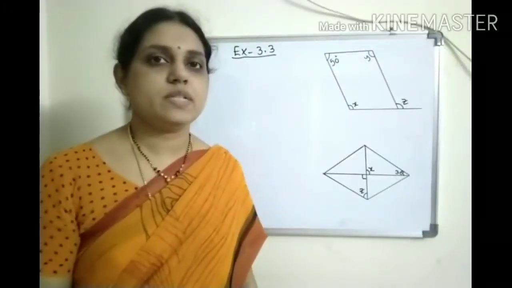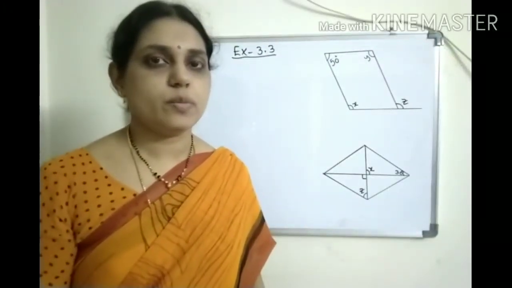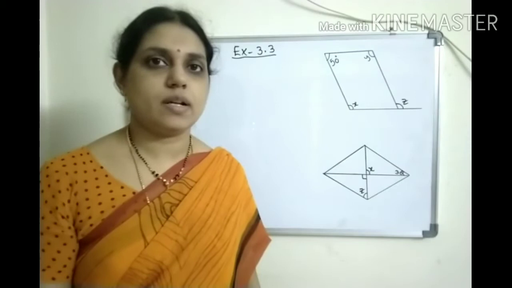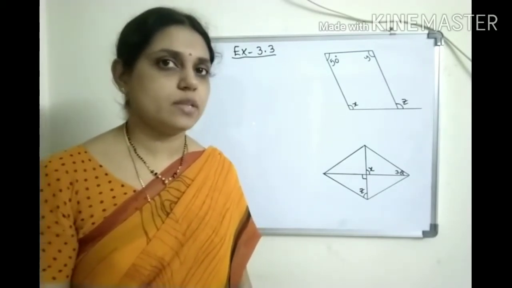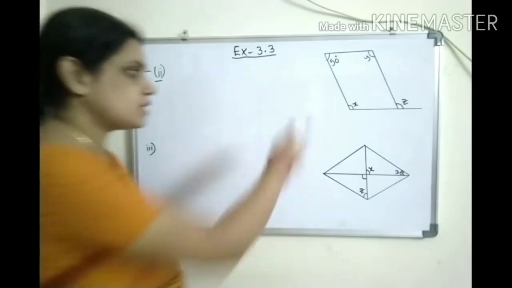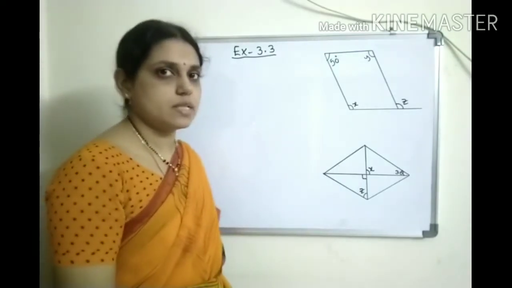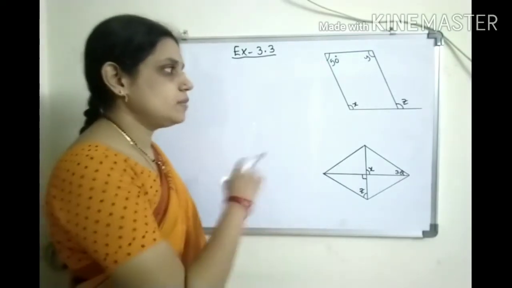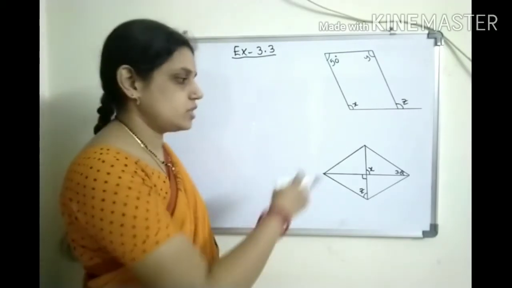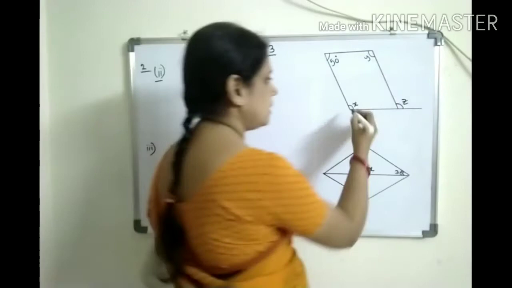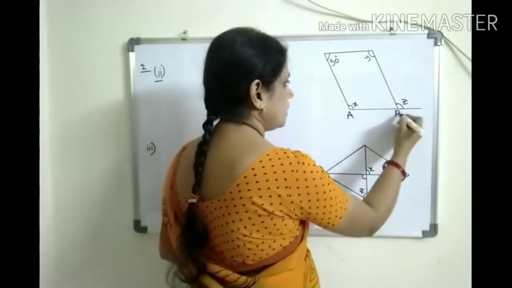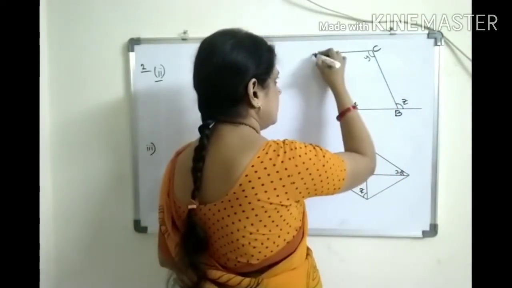Children, in the previous video, we learned the properties of different types of quadrilaterals. Now let us do a few sums from exercise 3.3. So here these figures are parallelograms, it is given. Now you have to find the missing angles, meaning x, y, z, in the given figures. So here they did not give any name, let us give the names A, B, C, D.